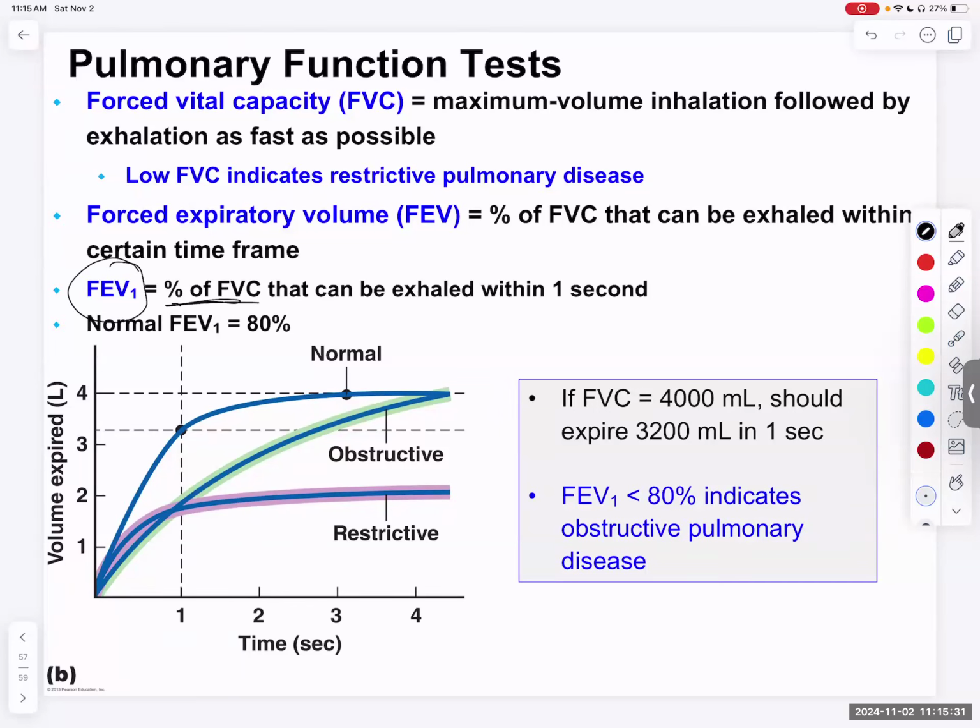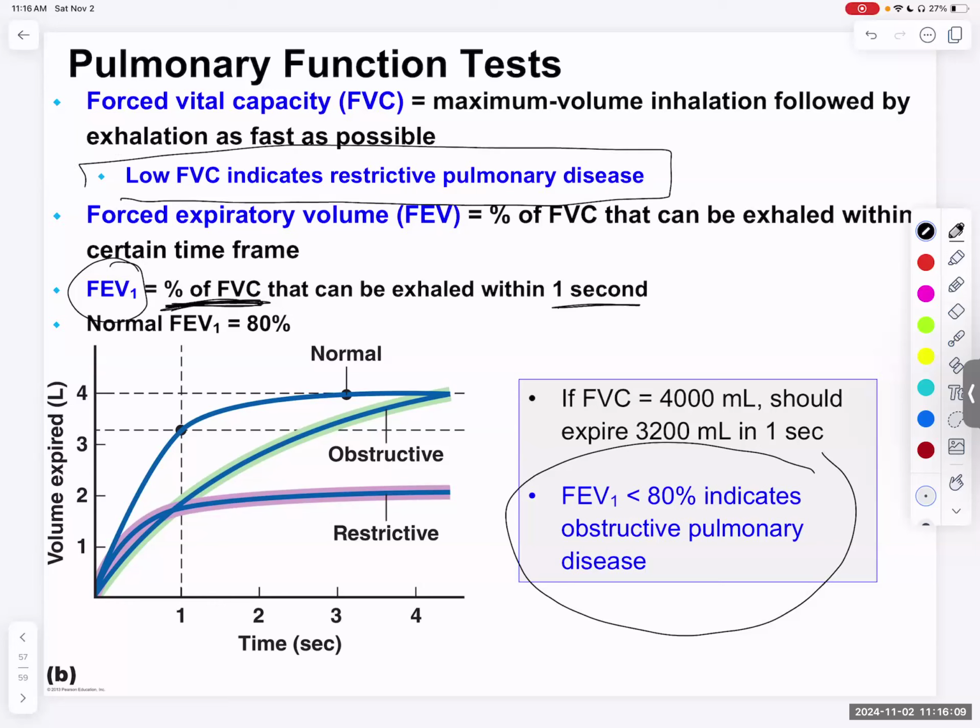FEV1 is the percentage of the vital capacity that can be exhaled in 1 second. So it's a flow rate. It's seeing how quickly you can force a certain volume out in 1 second. An FEV1 that's less than 80% of the air you have available to force out is an indication of obstructive pulmonary disease. Restrictive as well, but if you look at this, a low FEV indicates restrictive pulmonary disease.